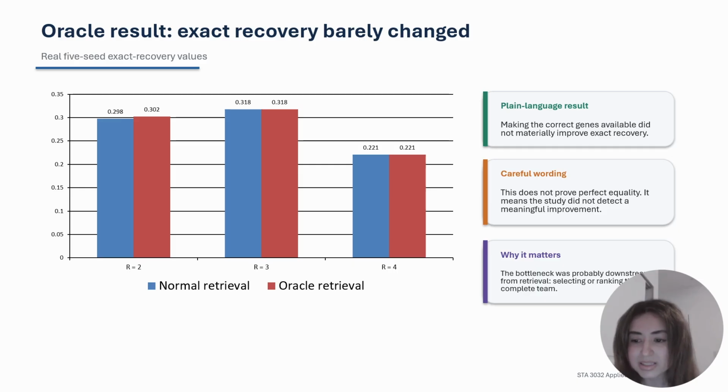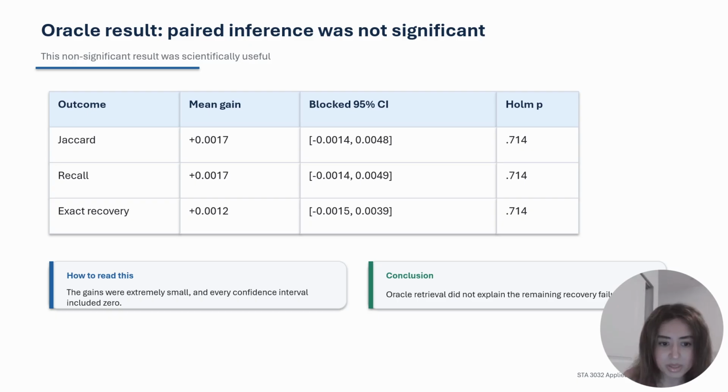It's non-significance. It says we are not failing because of perfect or imperfect retrieval. So it suggests the remaining problem occurs after this stage. Even non-significance gives us some decisions about our models, and we still have to explore the model and see where it could fail. Now let's show the formal paired inference, where the non-significant results were significantly useful for our study.